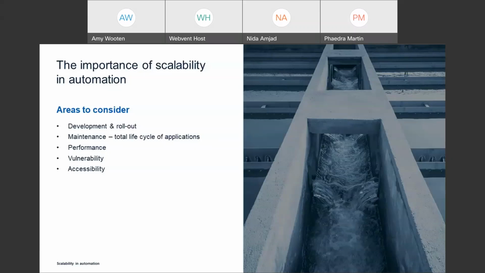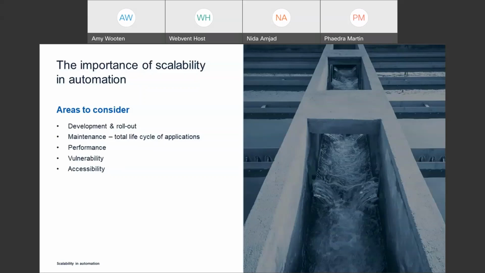All right. So if you think about scalability, a lot of times folks will look at bullet number three and think about it in terms of performance. And yes, that's absolutely one area to think about, but really it's not just the performance of the systems that we need to be concerned with, right? It includes things like development and rollout, scalability for maintenance, the vulnerability and security of our systems, and accessibility as well, right? Both accessibility to the data as well as visualization of the data.